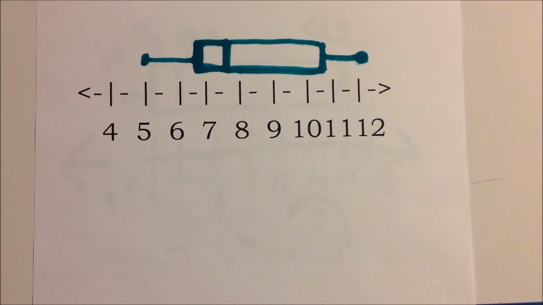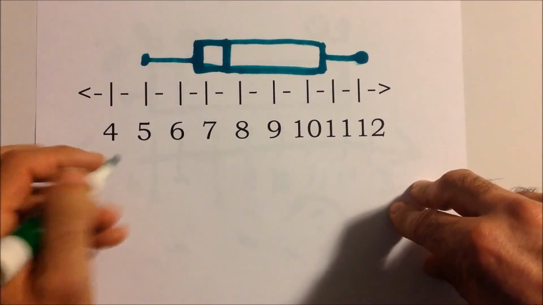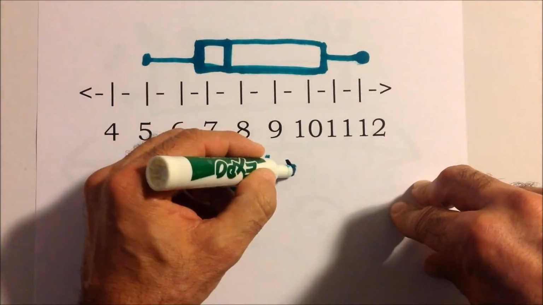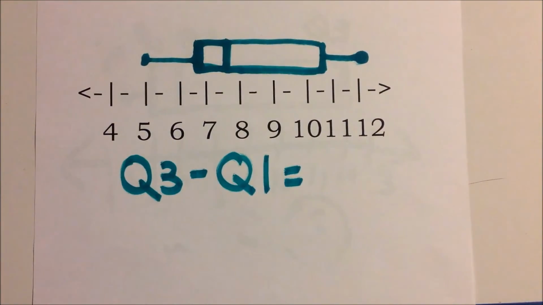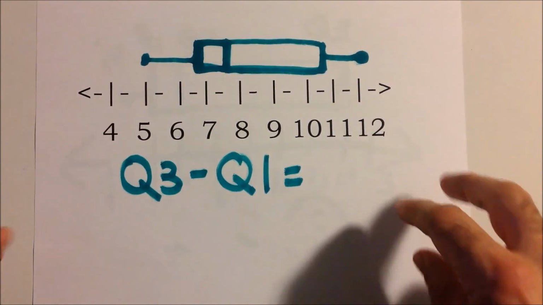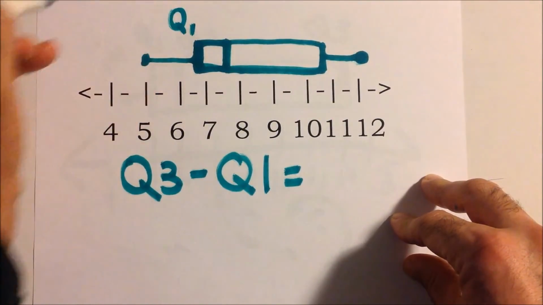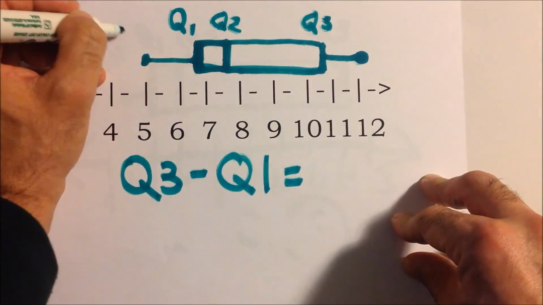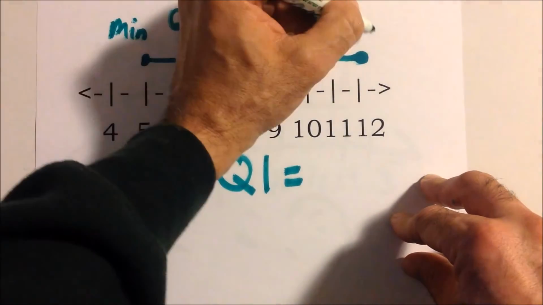Now, what is the interquartile range? Remember, the interquartile range is Q3 minus Q1. That'll give you the interquartile range. So Q1 is 6.5. Remember, that's Q1. That's Q2. That's Q3. That's the minimum. That's the maximum.